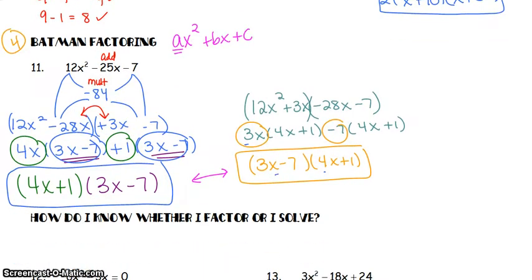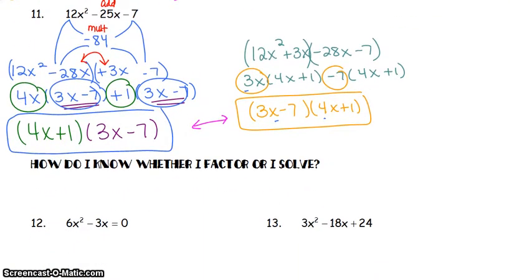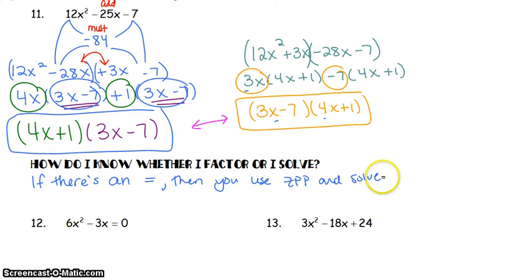Alright, moving on. How do I know whether I factor or I solve? Well, you're always going to factor, but sometimes you factor and stop, and other times you factor and then use ZPP to solve. If there's an equal sign, then you use ZPP and solve. Now, in order to use ZPP, our zero product property, you must have it equal to 0. So we look at number 12. Awesome. It's already set equal to 0 there, so I know I'm going to solve.